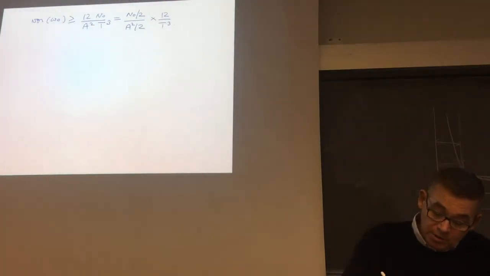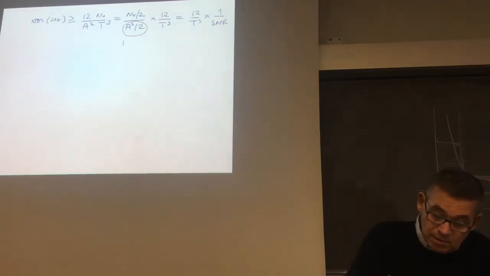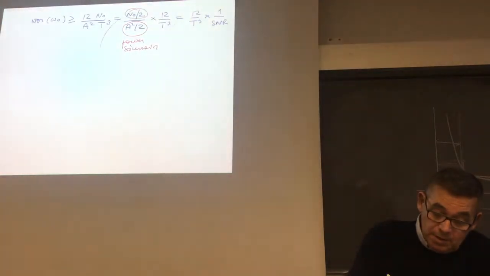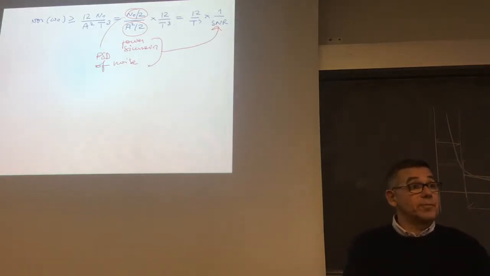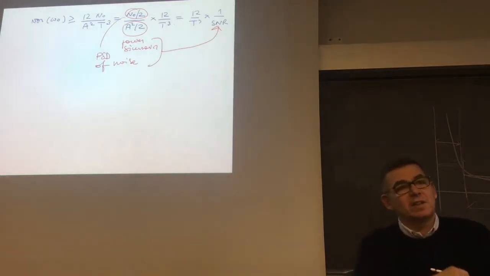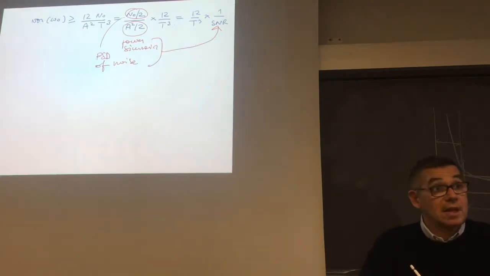So this is equal to 12 divided by t cubic times 1 over signal to noise ratio, where the signal to noise ratio is the power of the signal and the power spectral density of noise. These are collected into the exponent. Okay, so sometimes it's more convenient to write in this way. Now, I told you I want to reconsider the discrete time case.